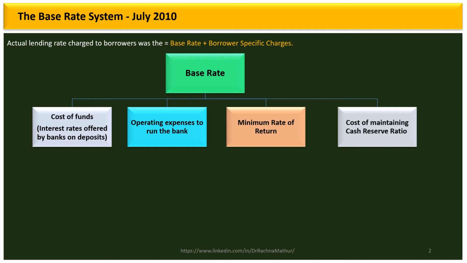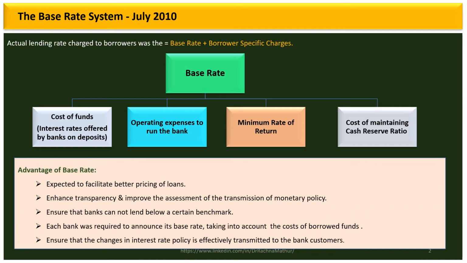Now let us find out what were the advantages of the base rate system over the earlier lending rate systems. The base rate system was expected to facilitate better pricing of loans, enhance transparency in lending rates, and improve the transmission of monetary policy. Under the base rate system, each bank was required to announce its base rate, taking into account all costs of borrowing funds. Base rate was to be the minimum rate for all loans, and it ensured that banks cannot lend below a certain benchmark rate.